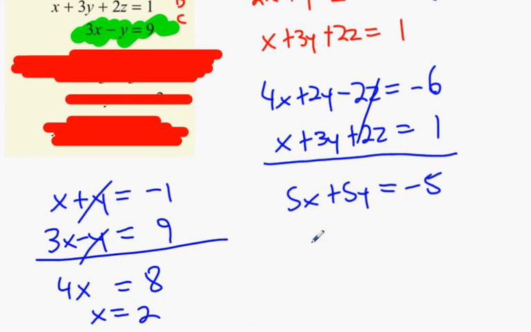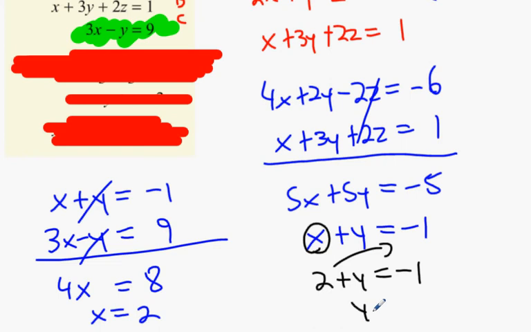Go back to your equation over here. Remember we said x plus y equals minus 1. What can we replace x with? 2 plus y equals minus 1. What does that make y? Oh, there we go. Y equals minus 3. We found out what x is. We found out what y is.